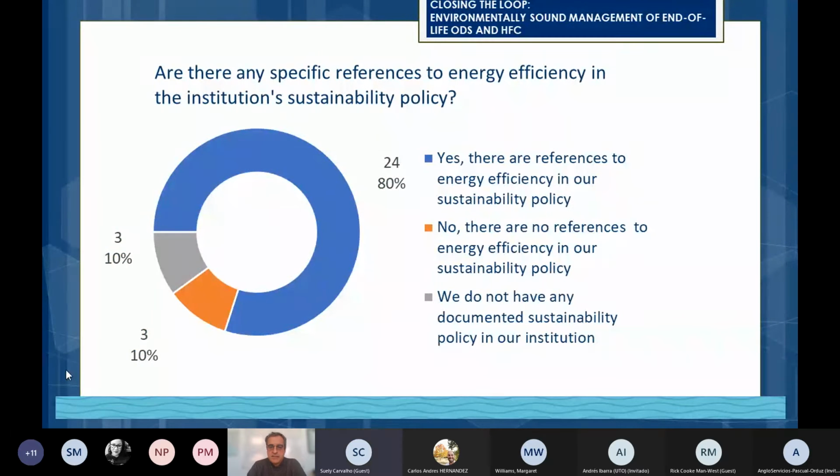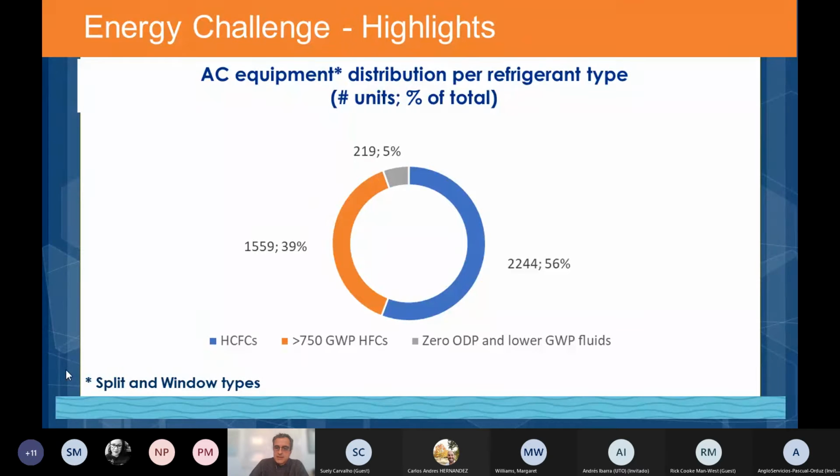As we can see in this graphic, the first cohort already had a strong commitment to sustainability, and 80% of them had energy efficiency institutionalized in their policies. Next, please.